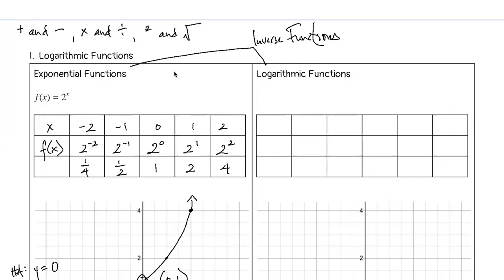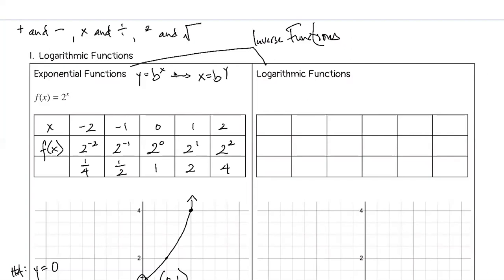What that means is that when we have a general exponential function, let's say y equals b to the x, one of the easiest ways to find the inverse function is to switch your x and y. So instead of y equals b to the x, we get x equals b to the y. And when we switch our x's and y's, we want to solve for the new y, meaning we want to get the y by itself.